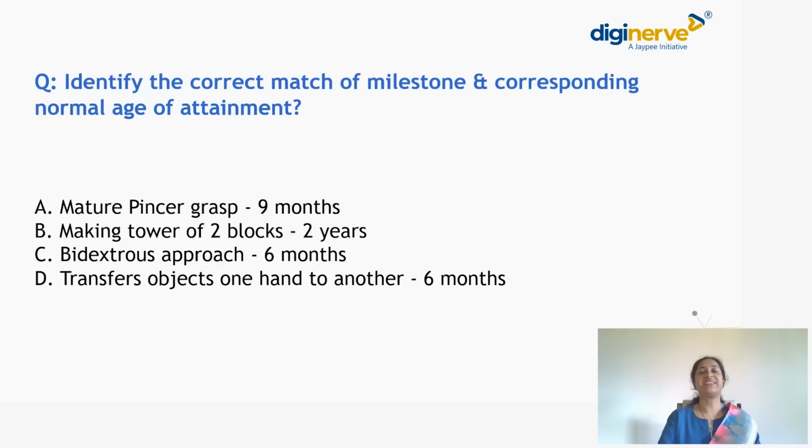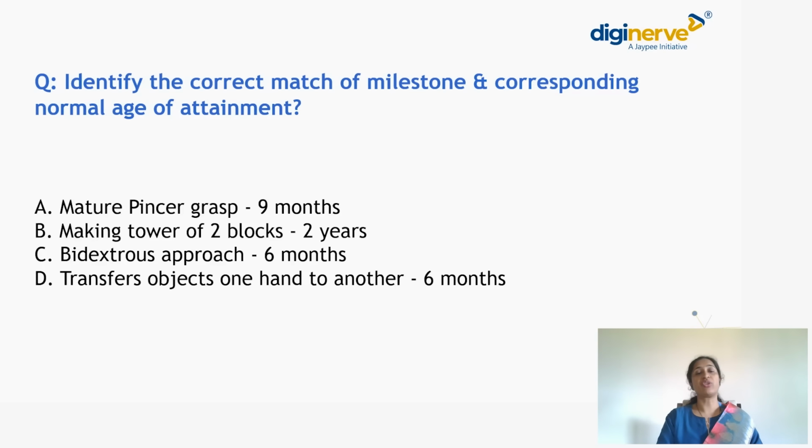Now identify the correct match of milestone and corresponding normal age of attainment. This is a simple recall question. I think this is one of the simplest questions in the INI-CET exams. So I will not discuss the matching. Let's discuss this side. Option A, mature pincer grasp. When is it attained? 12 months. What is attained at 9 months? Reverse. Immature pincer grasp. That is why A is the wrong answer.